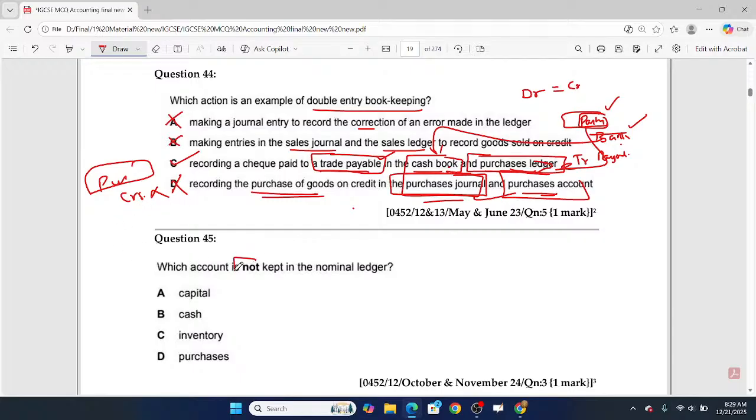Which account is not kept in the nominal ledger? Sales and purchases will not be posted in the nominal ledger. Okay, so definitely, what happens here? And cash also, predominantly cash. Cash is the correct one. So you can make note of it: cash will not be a part of the nominal ledger.